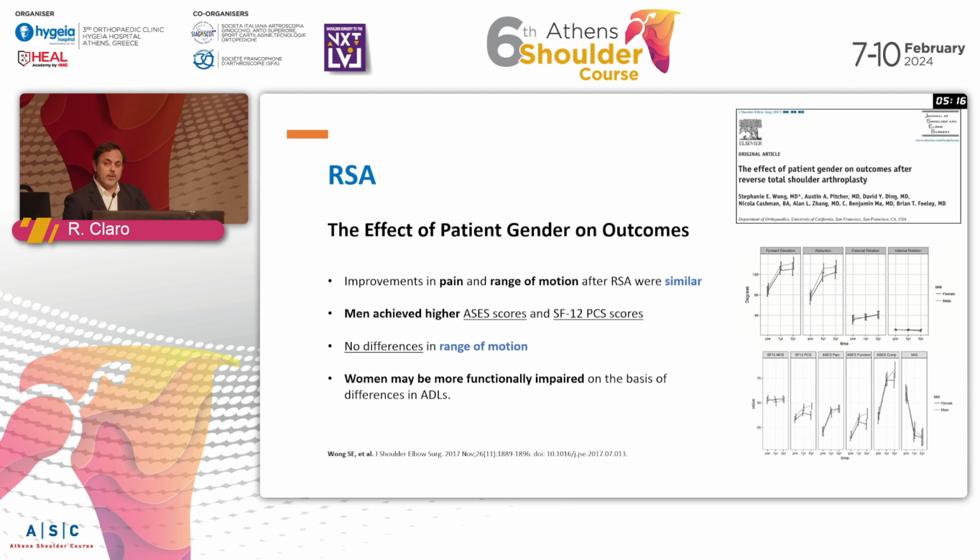And also the effect of patient gender on outcomes. This paper shows the improvement in pain and range of motion was similar between males and females. Males achieve a higher ASES score and SF-12 score, but there is no difference when we compare the range of motion. Maybe women are more functionally impaired on the basis of differences in daily activities. So maybe females are more impaired on a daily basis when we use RSA for CTA.